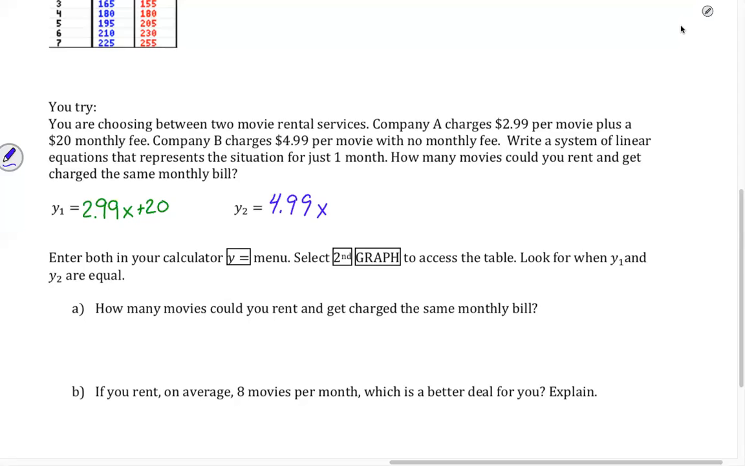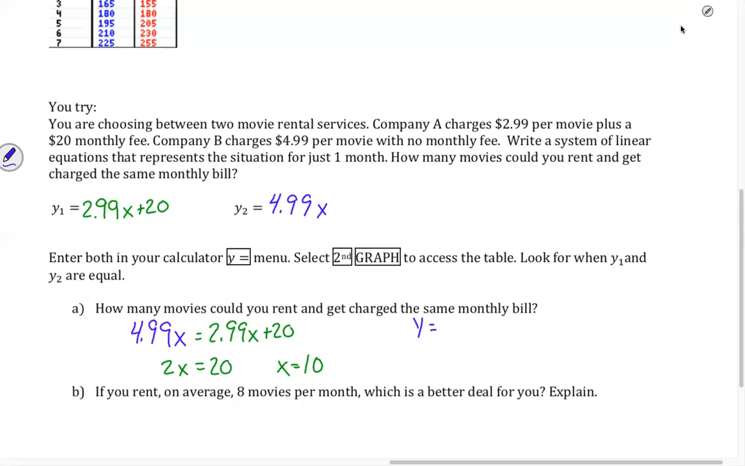Now, you would have done this, Jay, right? You would have done 4.99x equals 2.99x plus 20, right? And you would have gotten what? 2x equals 20. You would have gotten x equals 10, correct? Okay. That's perfectly fine.